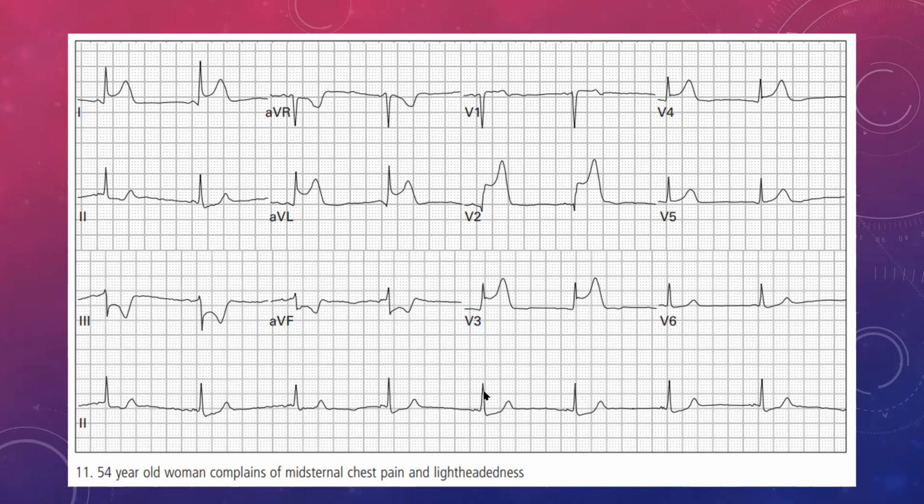So let's just have a look at the rate. So we've got 1, 2, 3, 4, 5, 6. So 300 divided by 6, which gives us 50. So we've got a bradycardia. So whether you say it's a sinus bradycardia or a junctional bradycardia, it doesn't make much of a difference. It now tells us that we have a patient with a bradycardia.